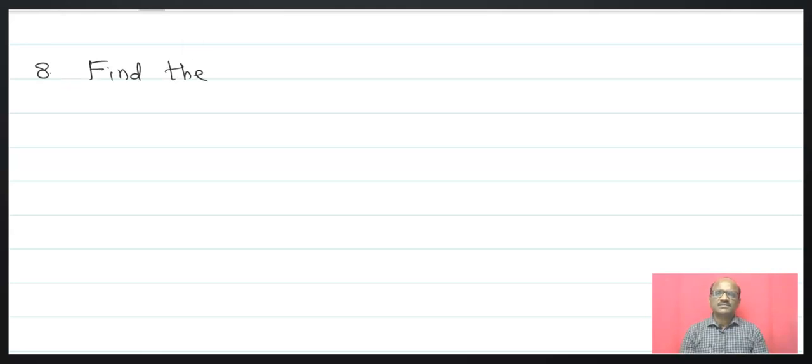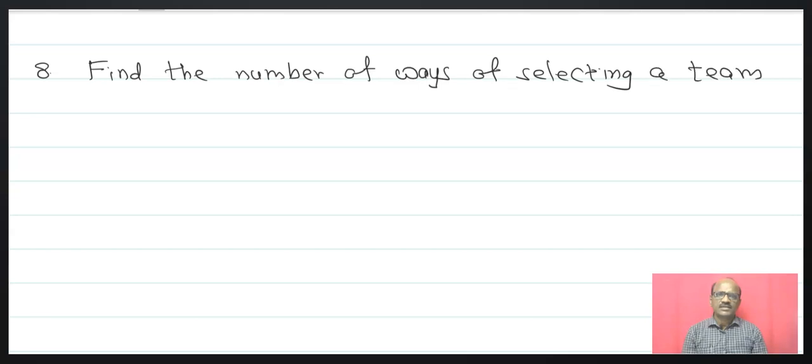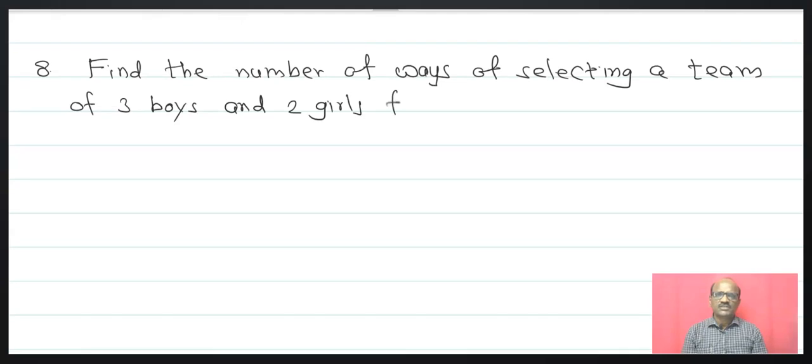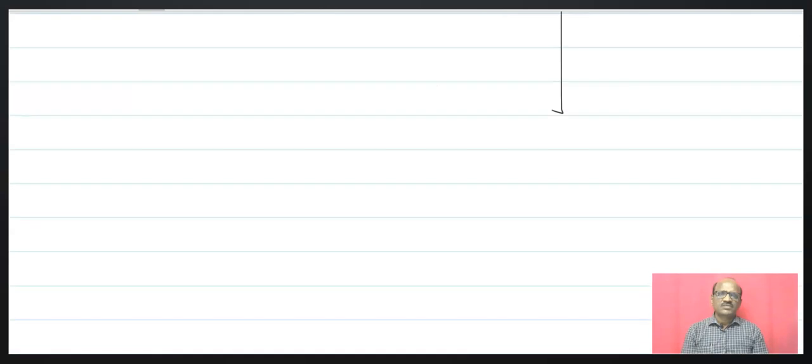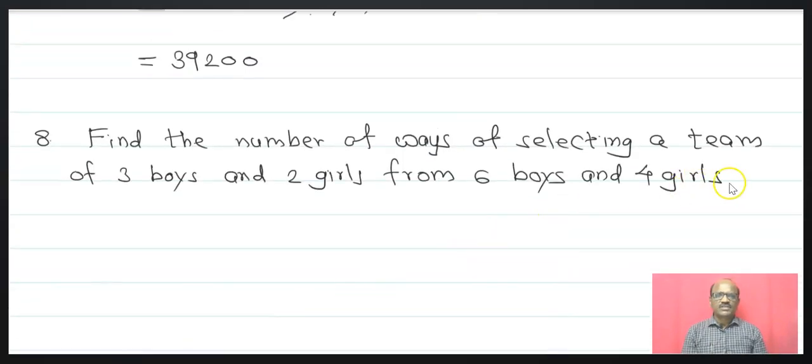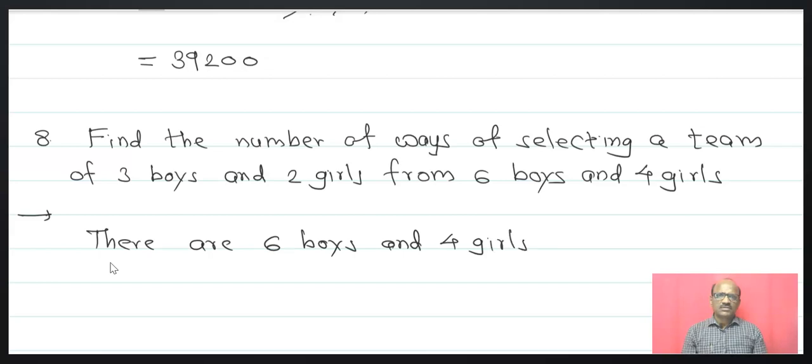Next is question number 8. Find the number of ways of selecting a team of 3 boys and 2 girls from 6 boys and 4 girls. How many boys are there? There are 6 boys. Therefore 6C3 and 4C2. There are 6 boys and 4 girls.